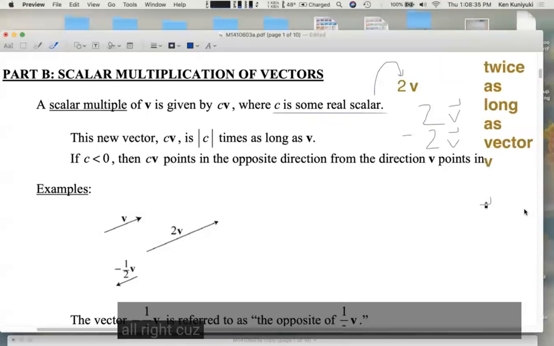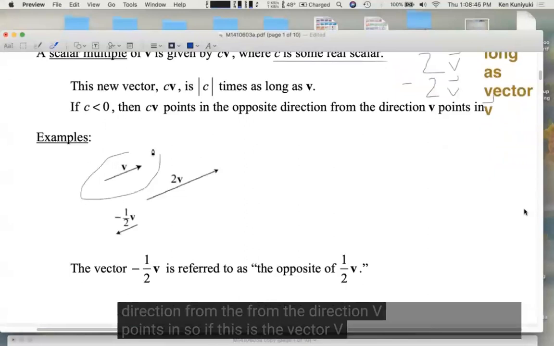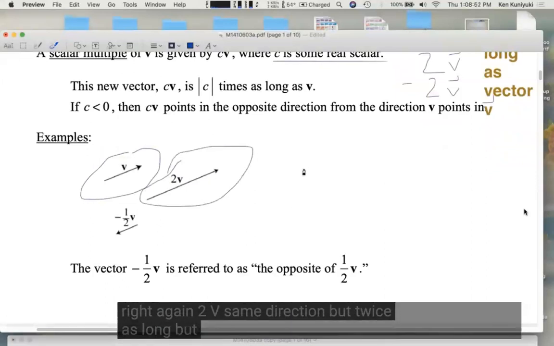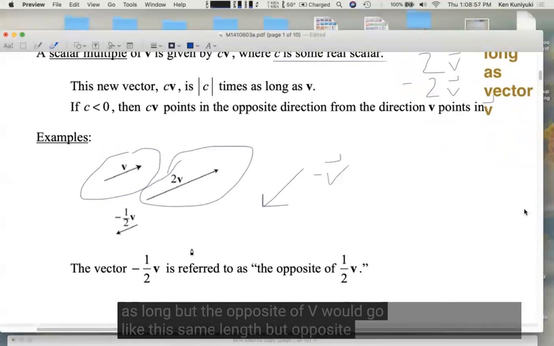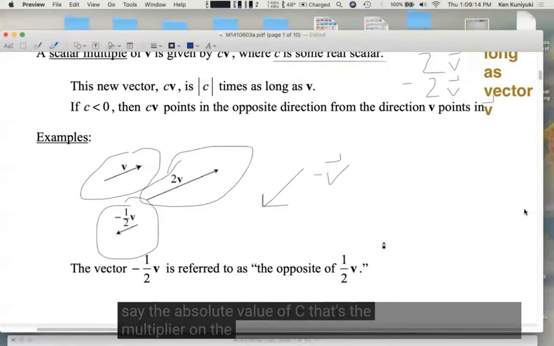All right, I guess I'll put the half arrow on here. All right, and if C is negative, then CV points in the opposite direction from the direction V points in. So if this is the vector V, again, 2V is the same direction but twice as long, but the opposite of V would go like this. Same length, but opposite direction. Negative 1/2 V would point in the direction of this guy, but will be half as long. The absolute value of the scalar multiplier gives you the multiplier on the length. That's why I say the absolute value of C. That's the multiplier on the length.